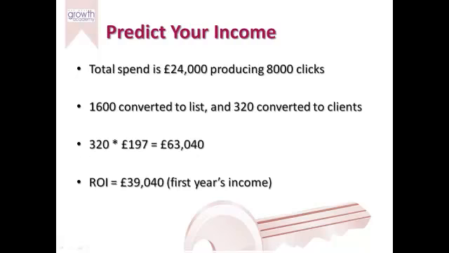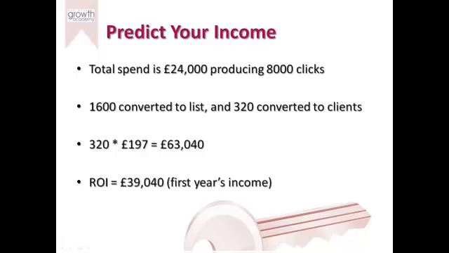So how do we predict our income? Now, we spent £24,000 producing 8,000 clicks. That gave us 1,600 people onto our mailing list. And you've heard the phrase, the money's in the list. So we'll see if it really is. Because from that list of 1,600, 320 converted into clients. So what we have is 320 times 197 gives us £63,000. Return on investment is £39,000 because we looked at £24,000 as a cost.